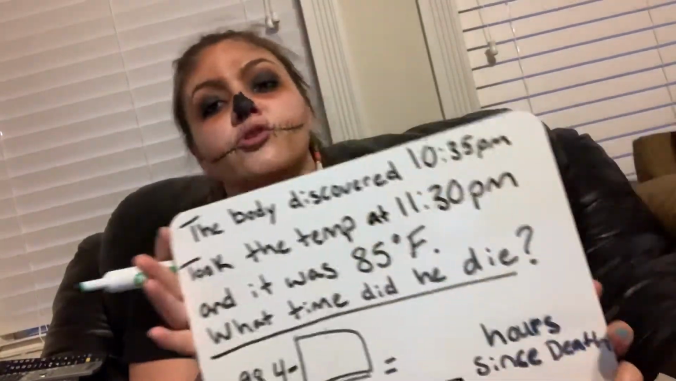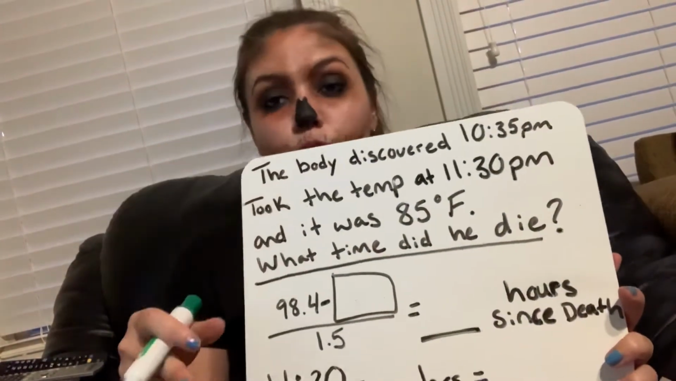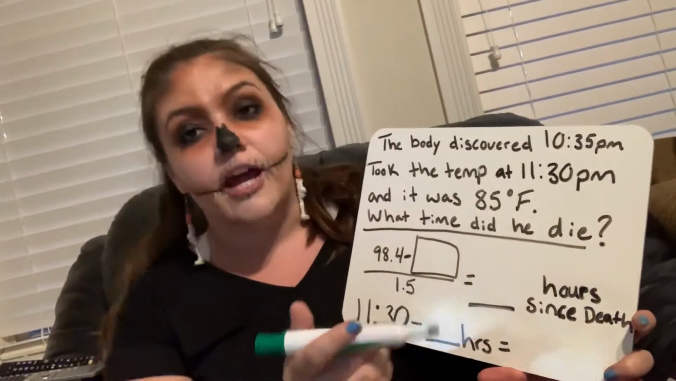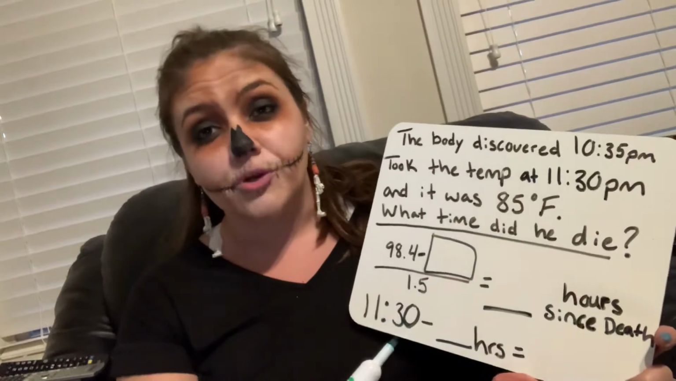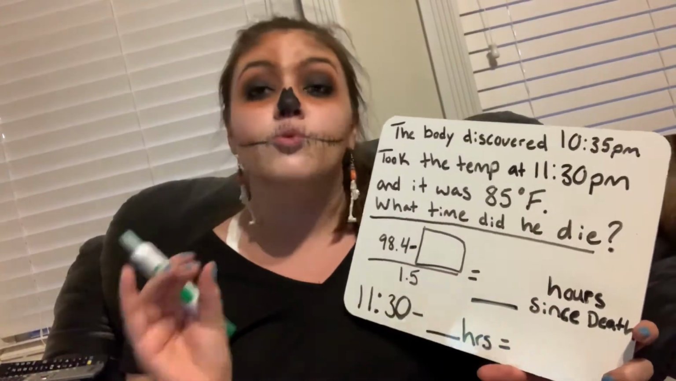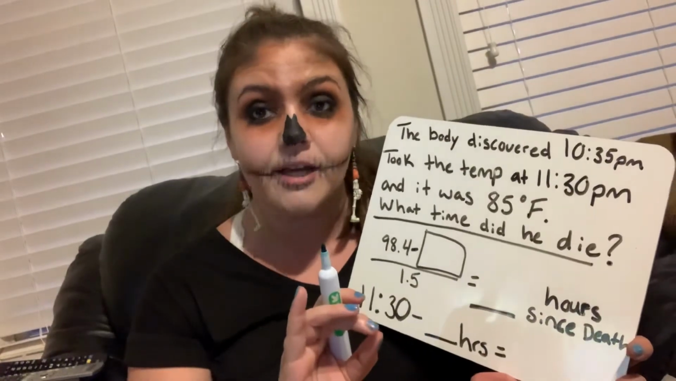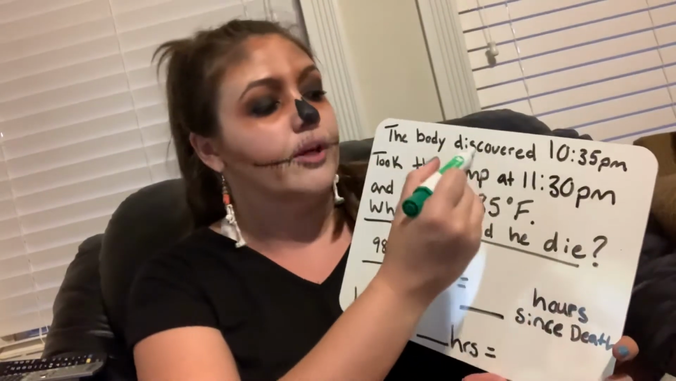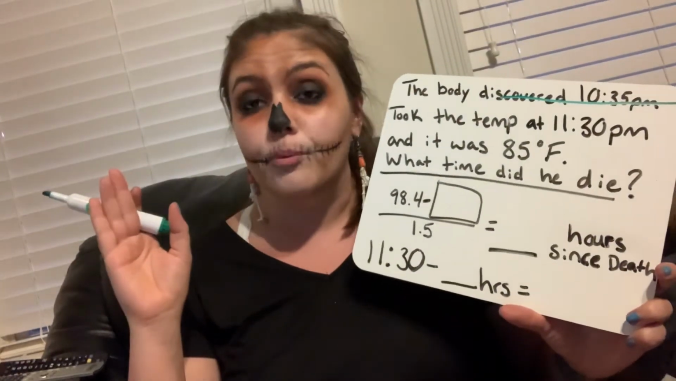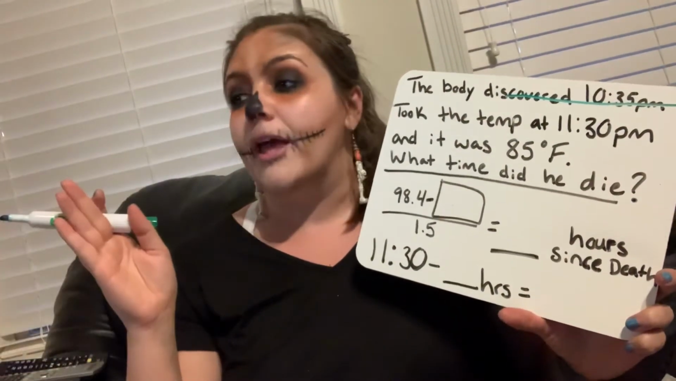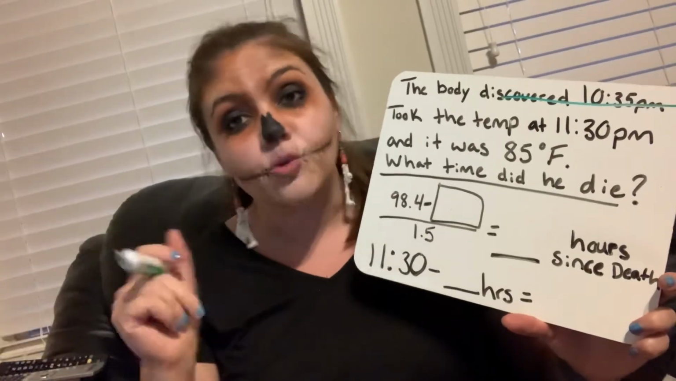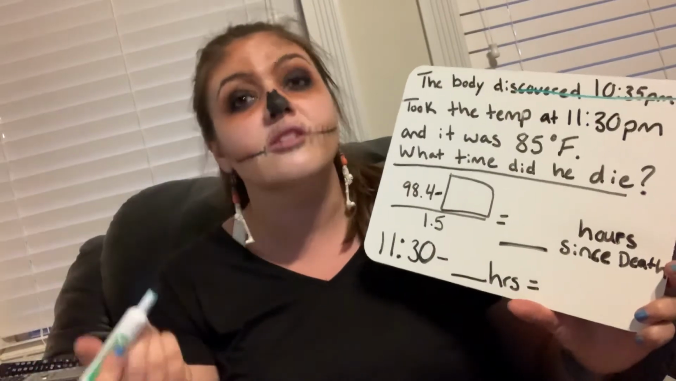Okay, so let's go through this little practice problem so you can do the two in your worksheet. It says the body was discovered at 10:35. That's actually extra information. It doesn't really matter when it was discovered. It matters when you took the temperature of the body. So that's always going to be extra information. I don't really care when the wife came in and found the body. I care when the doctor got there, when the coroner got there, whoever's going to take the temperature. We care about when the temperature was taken.